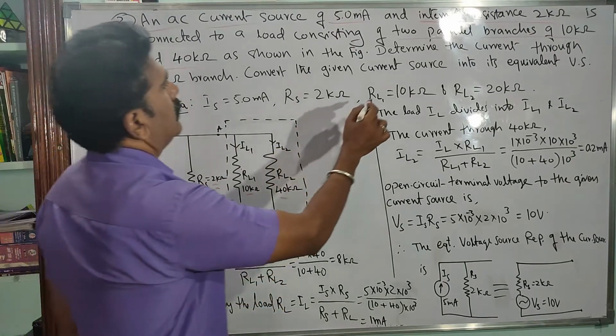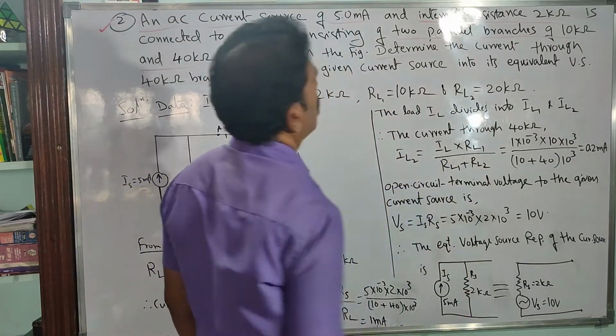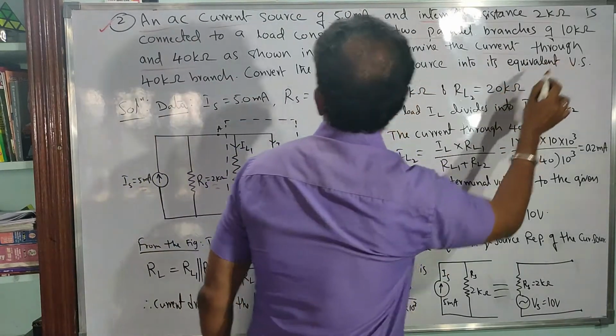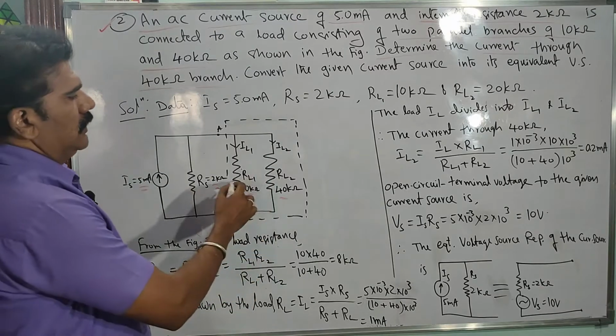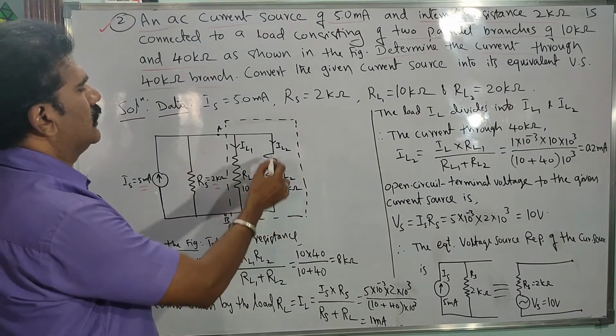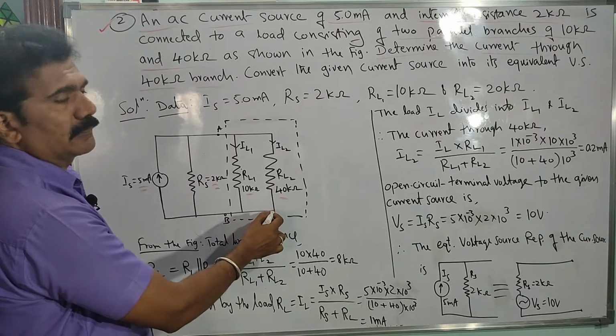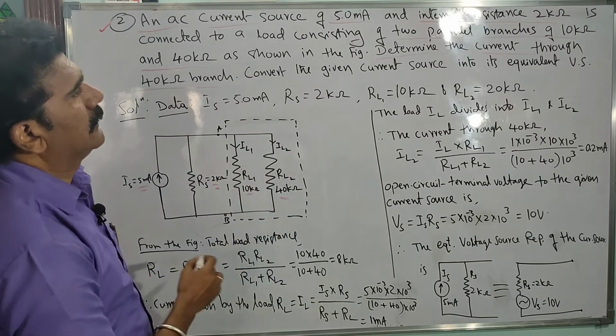Then in this diagram, determine the current through the 40 kilo ohm branch. As I said, there are two branches, so you have to find the current through the 40 kilo ohms here.